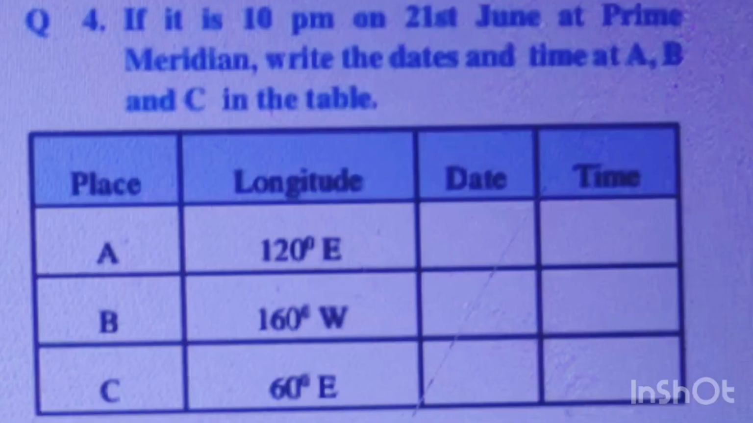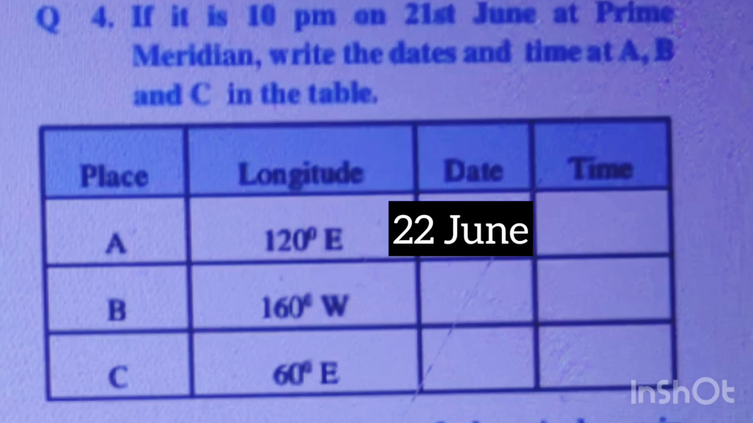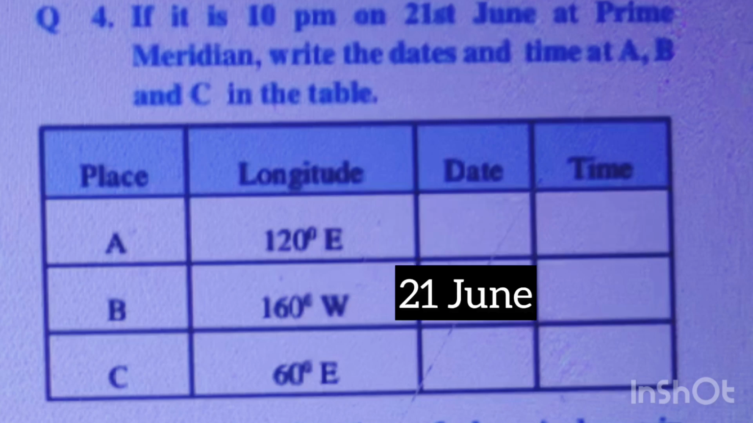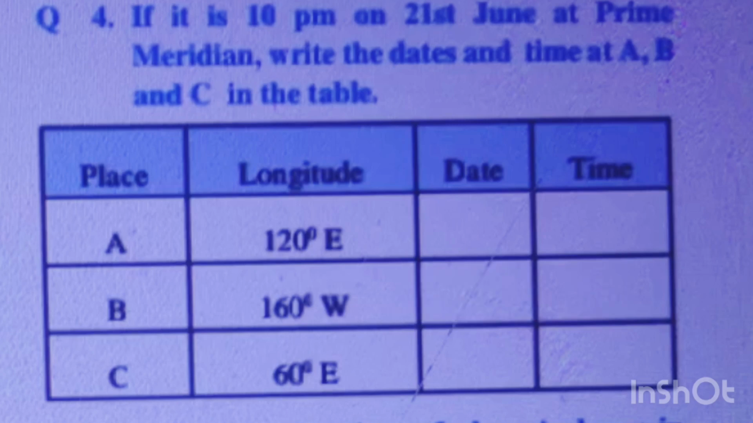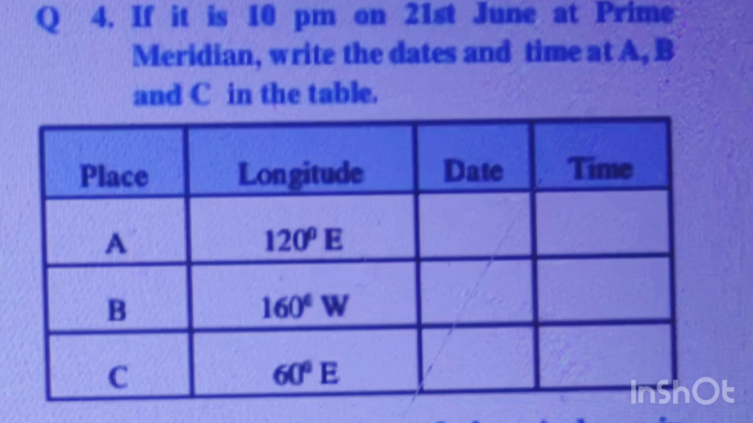Next question: if it is 10 pm on 21st June at the prime meridian, write the dates and time at A, B, C in the table. Place A, longitude 120 degree east: 22nd June, time 6 am. 160 degree west: 21st June, 11:20 am. 60 degree east: 22nd June, 2 am.